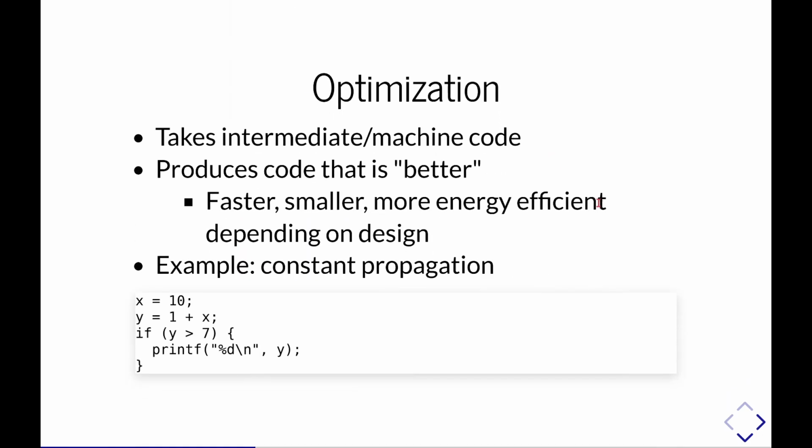So here's an example of what optimizing compilers do. Here's a C program that you might write because you want to have variable names so that you don't have magic numbers everywhere. In this program, we're assigning 10 to x. We're assigning y to 1 plus x. We're checking if y is greater than 7 and printing if it is.